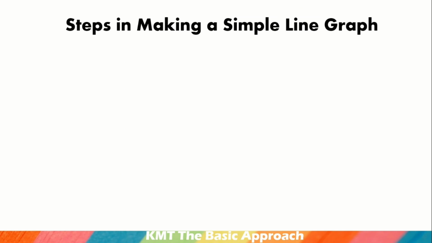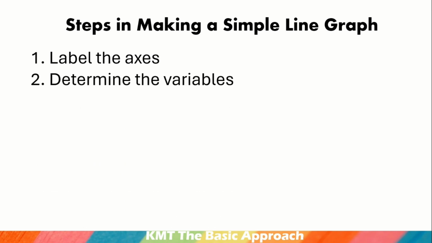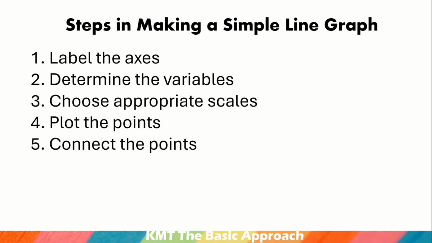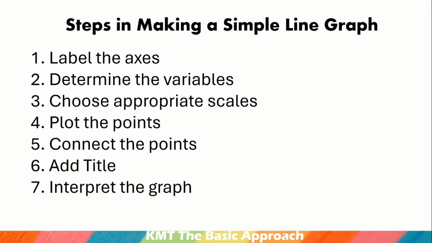Steps in making a simple line graph. First, label the axes. Second, determine the variables. Third, choose appropriate scales. Fourth, plot the points. Fifth, connect the points. Sixth, add title. Seventh, interpret the graph. And eighth, review and revise.